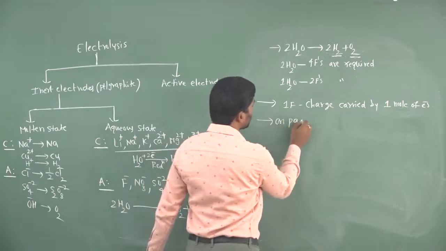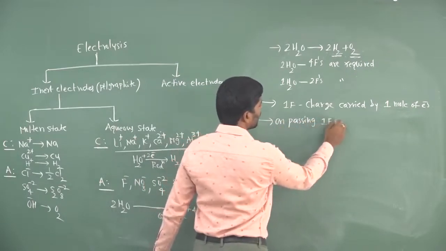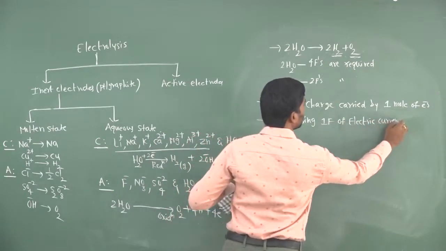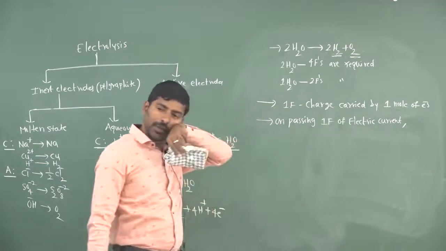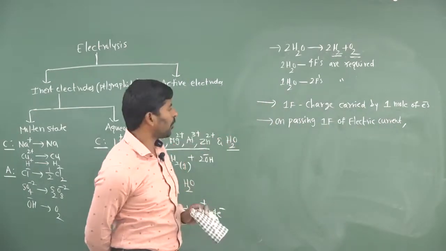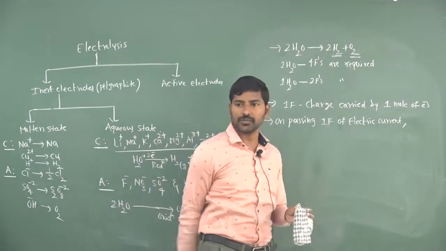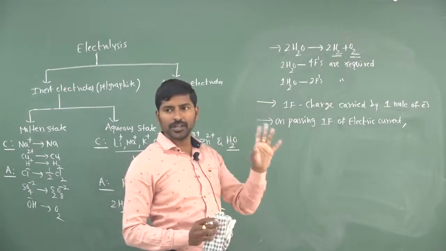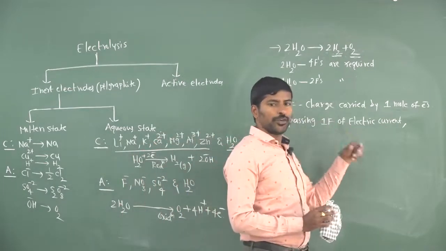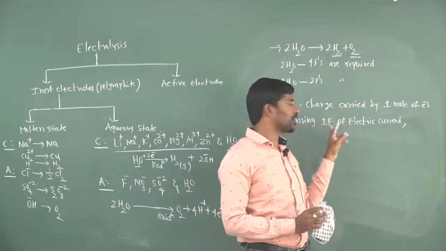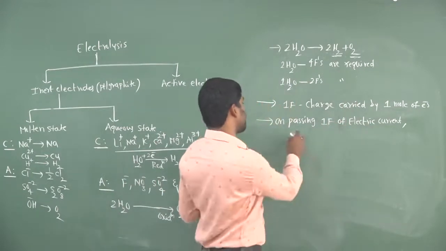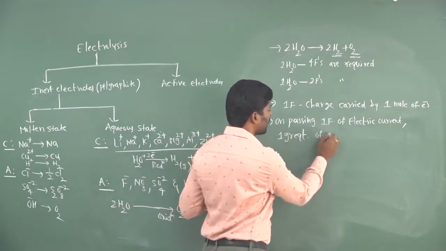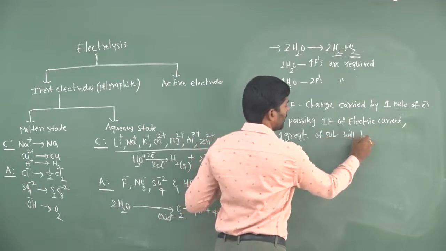On passing 1 Faraday of electric current, how much amount of substance will be deposited? 1 gram equivalent of substance will be deposited, whatever the substance may be, whether univalent, bivalent or trivalent. On passing 1 Faraday of electric current, 1 gram equivalent of substance will be deposited.